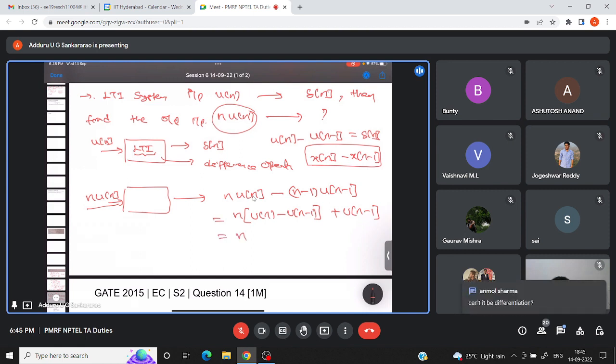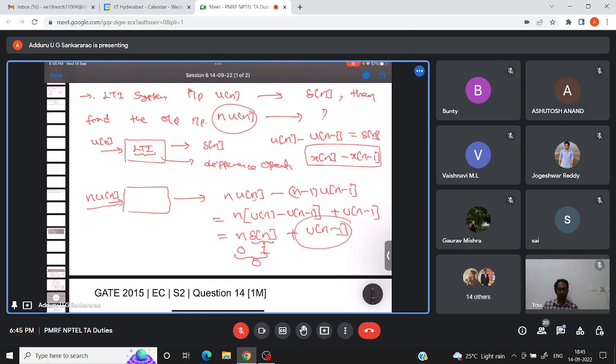And n into del of n plus u of n minus 1. But del of n is 1 only at n equal to 0, that means the first term is 0. So the output is u of n minus 1. Okay. Actually, in later stages we will solve this using DTFT or Z transforms. We will find out the transfer function, and from that we can find out any other response in a simpler way. But here the output is the difference operation. That's what we have to do here. Is that okay?